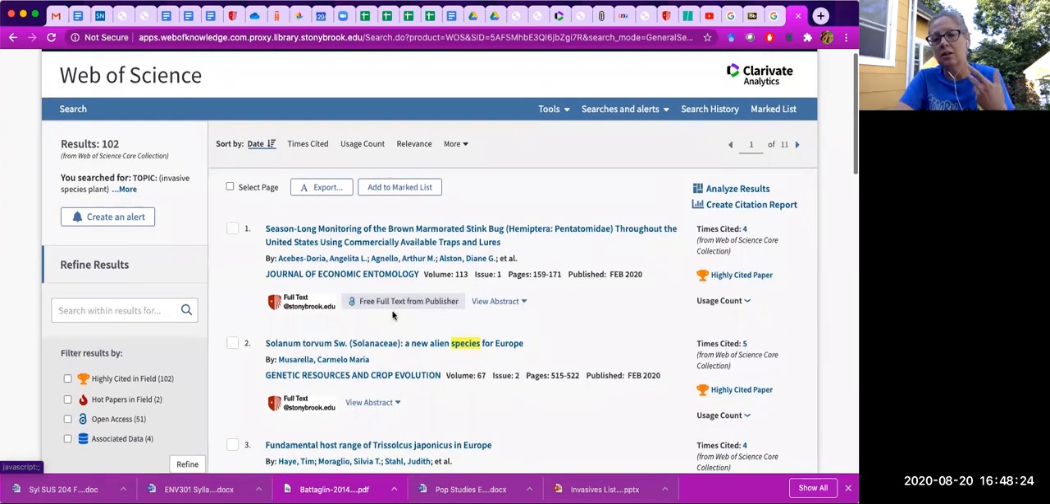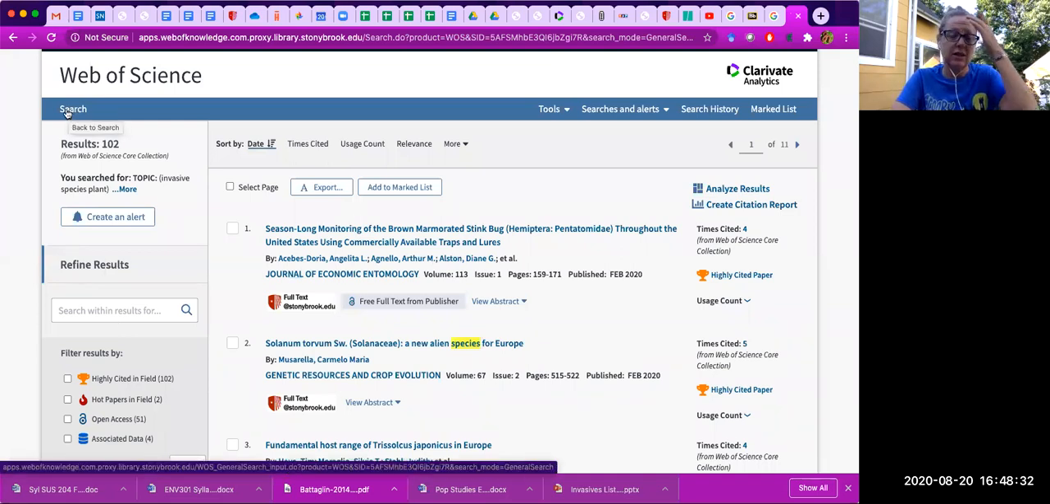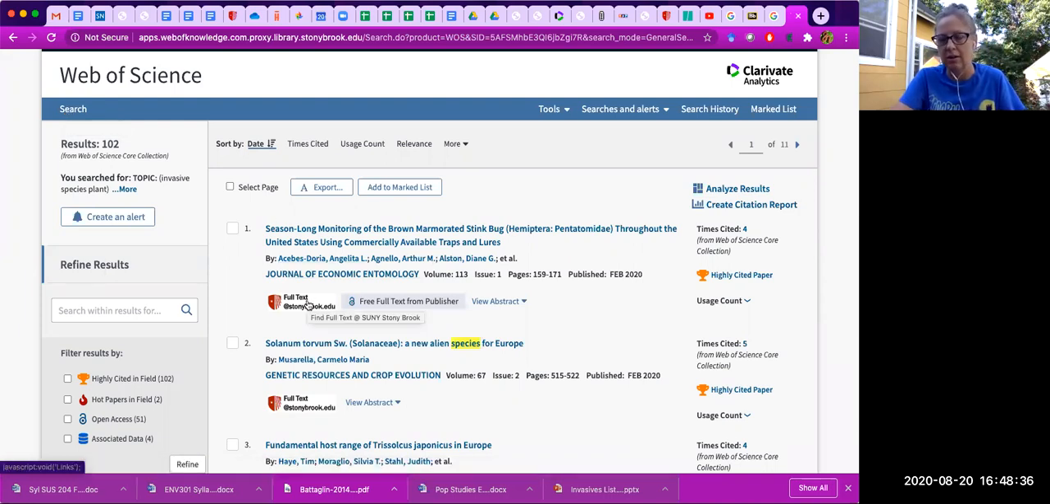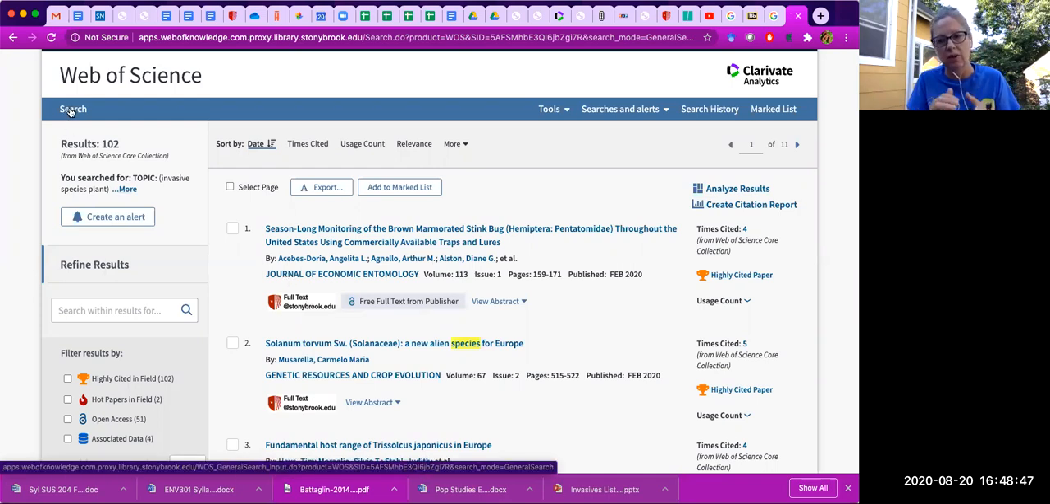So the first thing you're going to do when you're looking for a particular topic is put in your search. Now I can go back over here to search, like let's say I thought invasive plant species was too broad or too general. I could put invasive plant in quotation marks and get a different set of results. Anyway, you can play around with how you put your searches in to get slightly different answers.